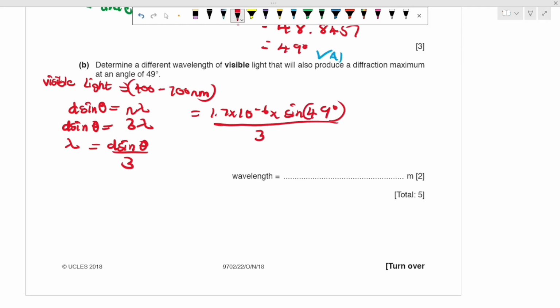And this will give you 4.3 times 10 to the power of negative 7 meters. And this indeed fits in this range, right? So your answer will be 4.3 times 10 to the power of negative 7.